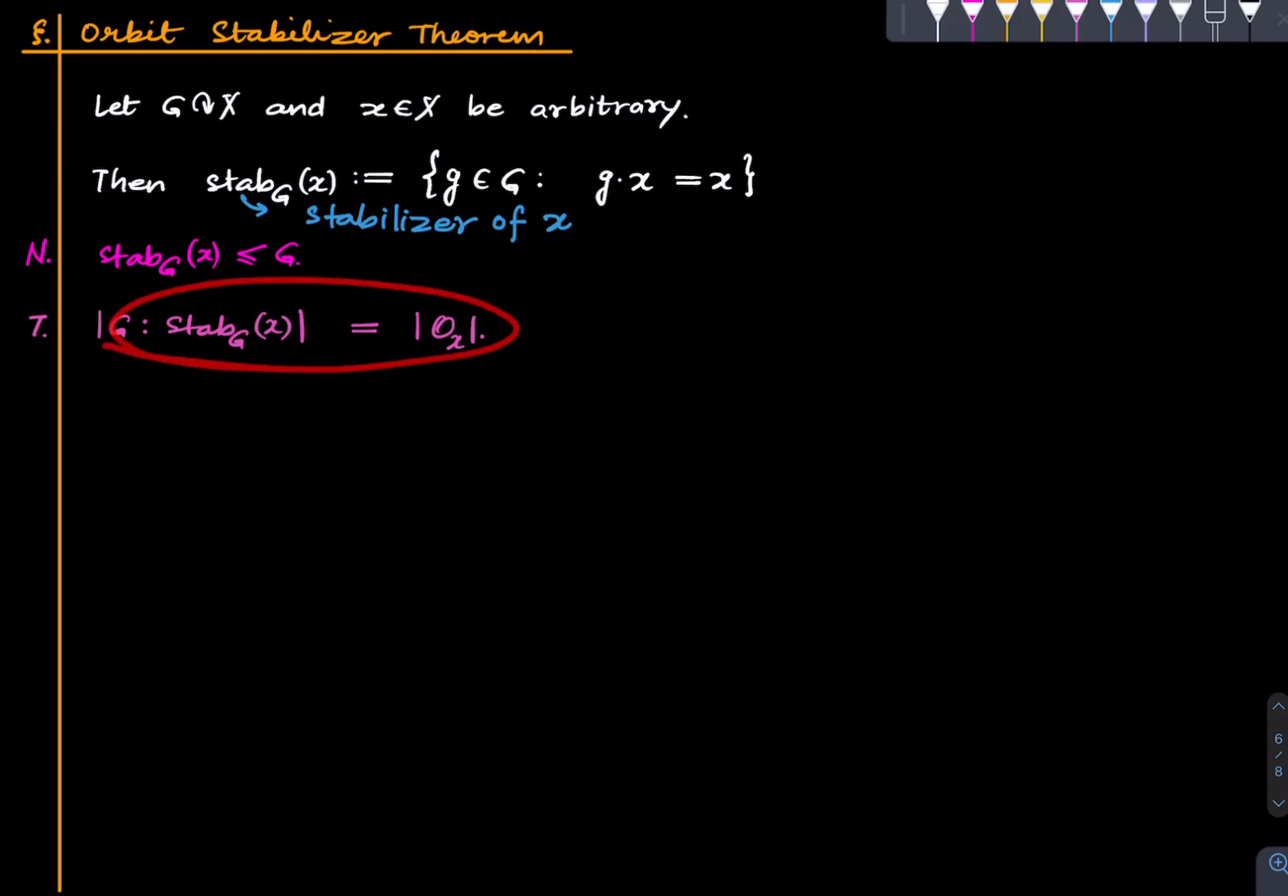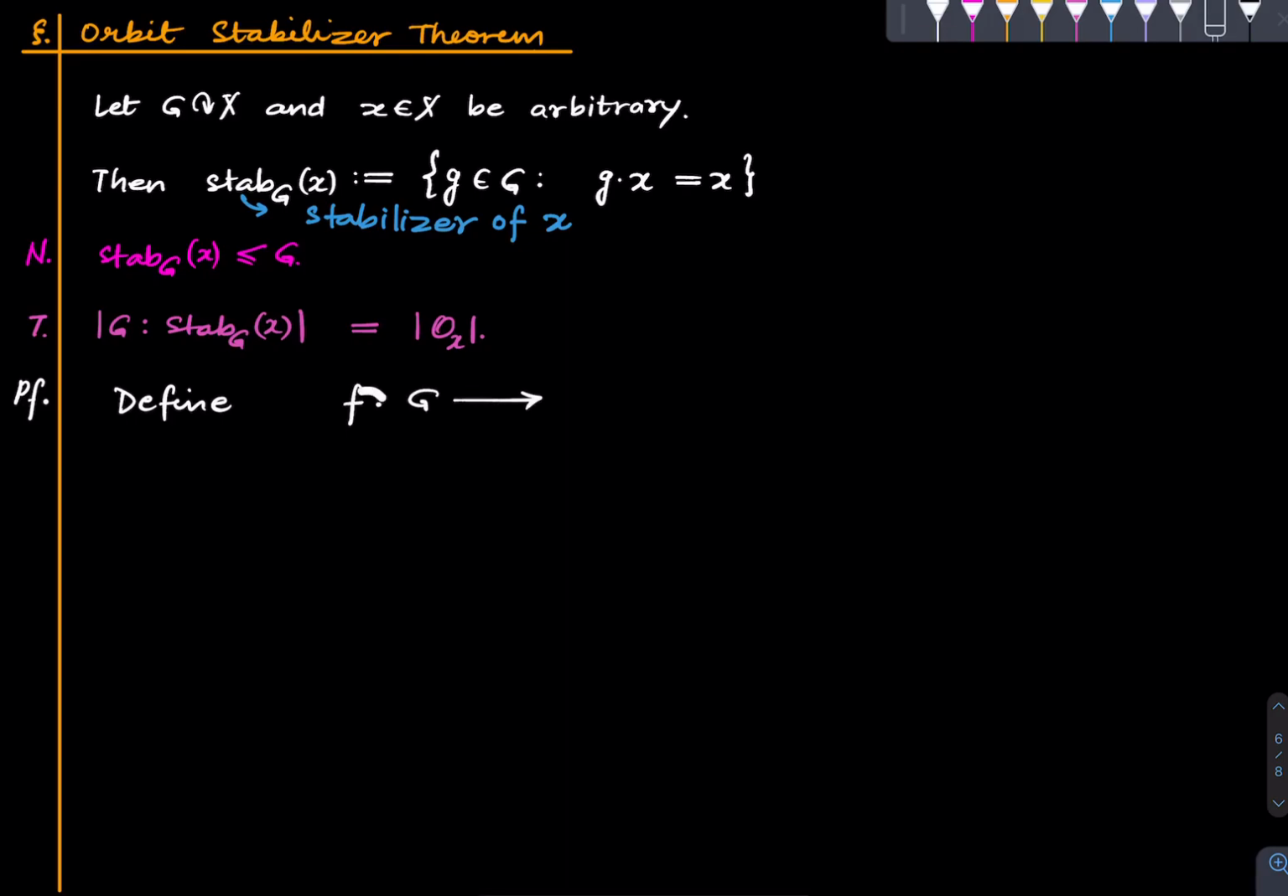Okay, so how do we prove that? We will use set theoretic quotienting. So define a map from G to the orbit of X. This map takes little g to g dot x. That is our map F. Of course, this is not a group homomorphism or anything. That doesn't make any sense, since the orbit is not necessarily a group. We're not talking about group homomorphisms here. This is just some map.